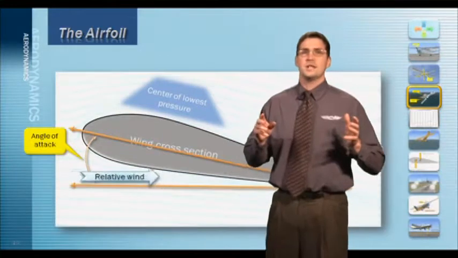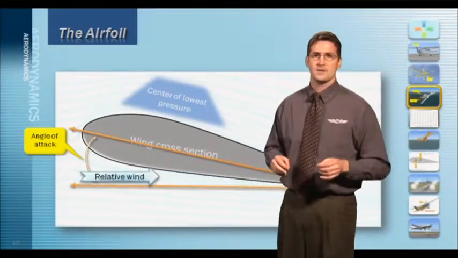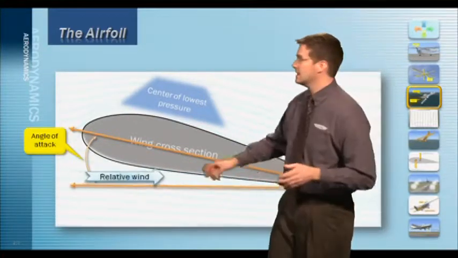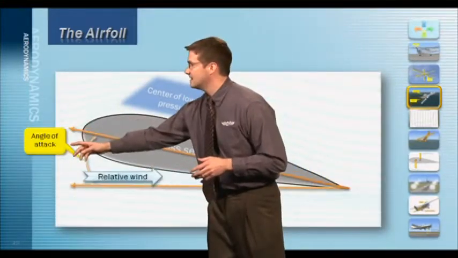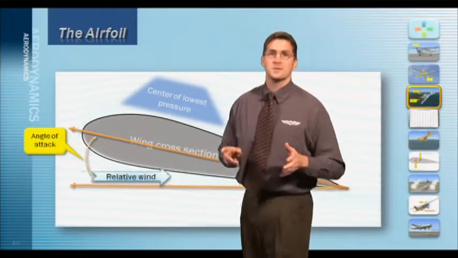Now, the relative wind is parallel and opposite to the direction of the flight path of the aircraft. The angle between the chord line and the relative wind is called the angle of attack. The angle of attack is important for other concepts of aerodynamics.